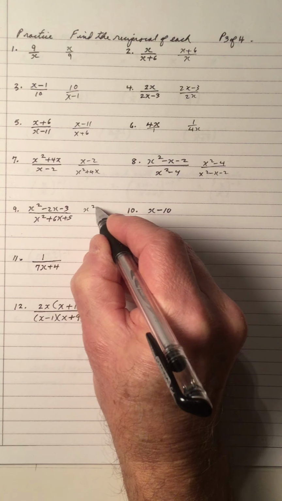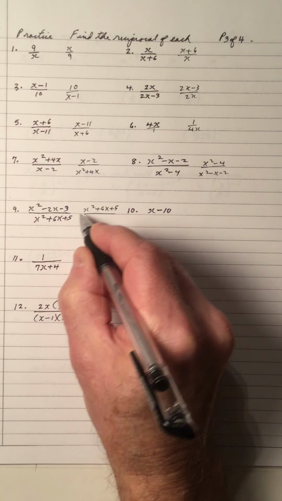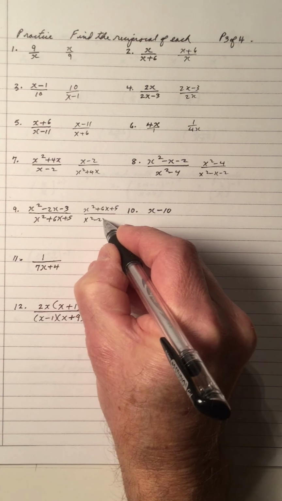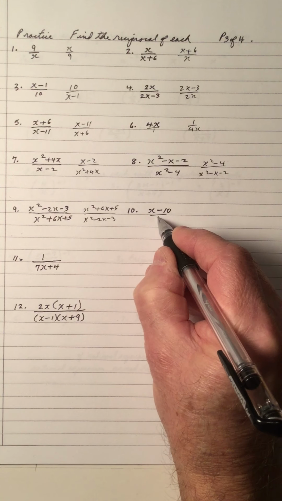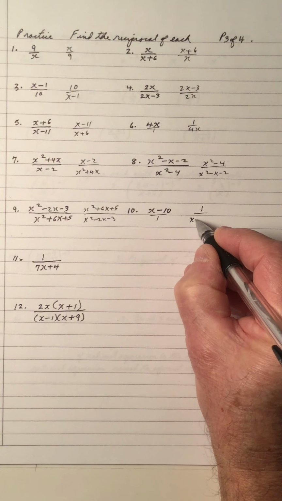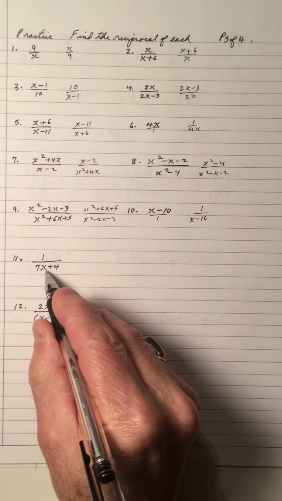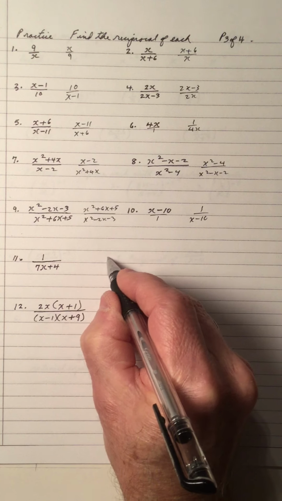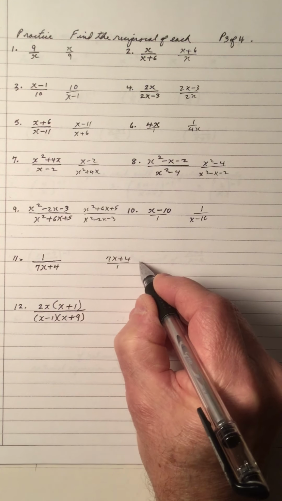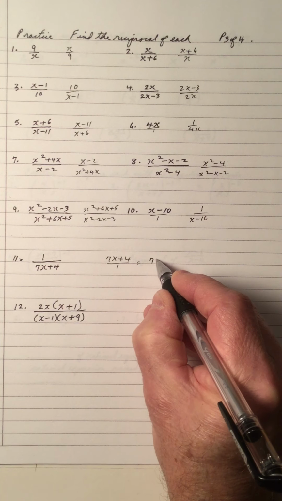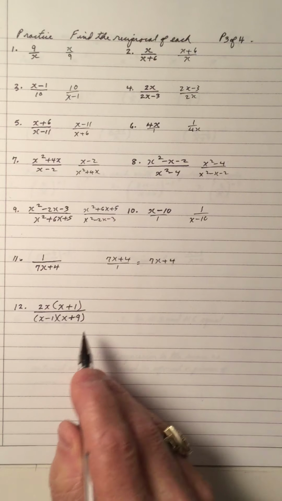Reciprocal is x squared plus 6x plus 5 over x squared minus 2x minus 3. X minus 10 is understood to be over 1. The reciprocal is 1 over x minus 10. And the reciprocal of 1 over 7x plus 4 is 7x plus 4 over 1. But we don't bother to write down the 1, so it's just 7x plus 4, understood to be over 1.